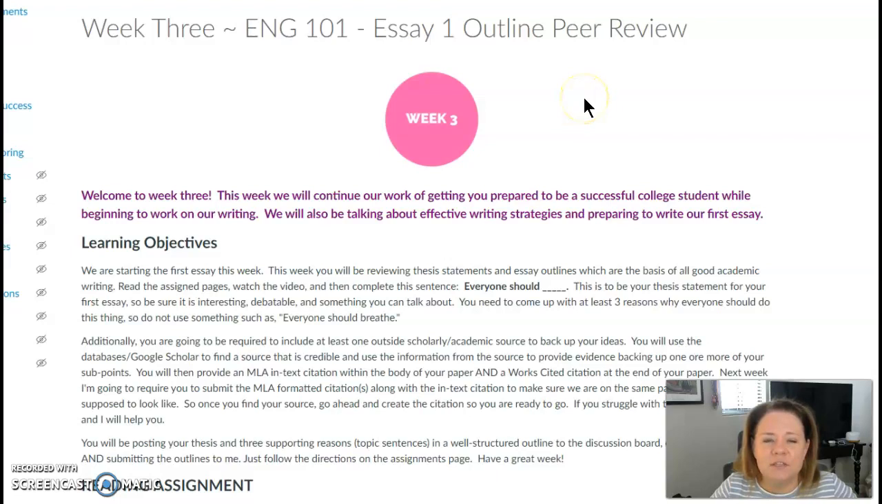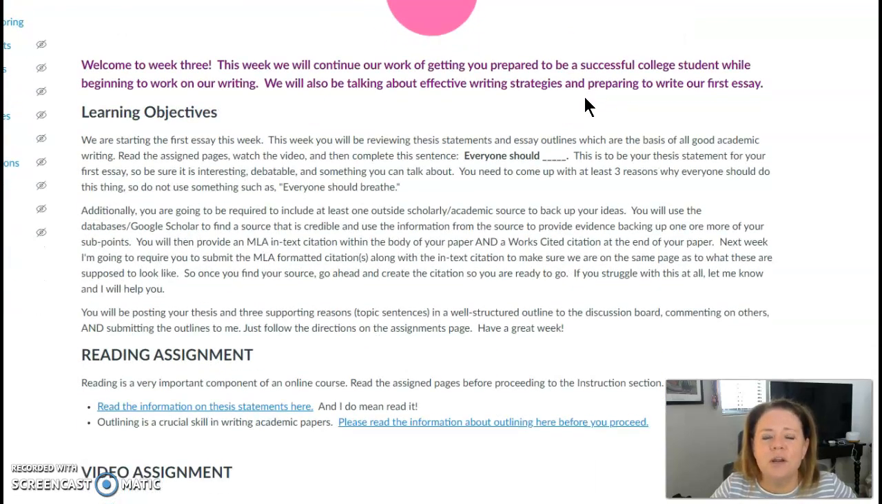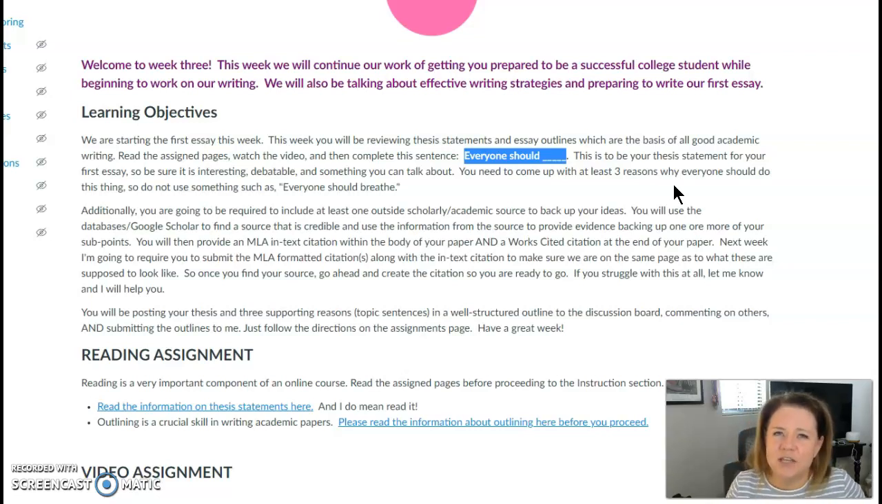For this first paper, your claim, your thesis statement, is going to be "everyone should," and then you're going to finish that sentence. Whatever that ends up being is totally up to you. However, it does need to be something that is debatable, not common knowledge. Like "everyone should breathe" is not going to work, because if you don't breathe, you don't live.